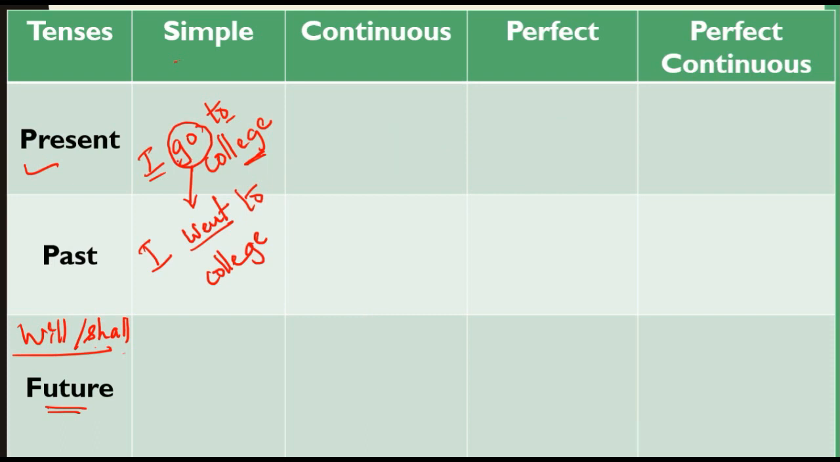So look at the sentence. It says, I go to college. The only change you have to make here to convert simple present to simple future is add the word will. Where? After the subject. The subject could be I, you, we, they, she, he, it. The subject could be singular, plural. The subject could be living, non-living.